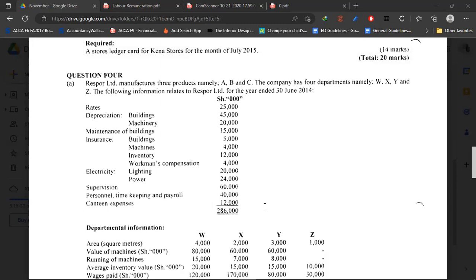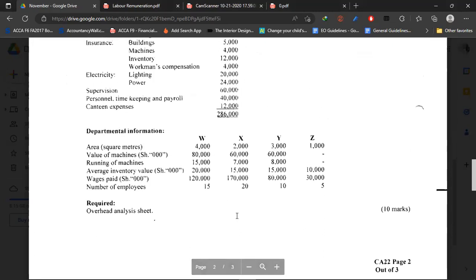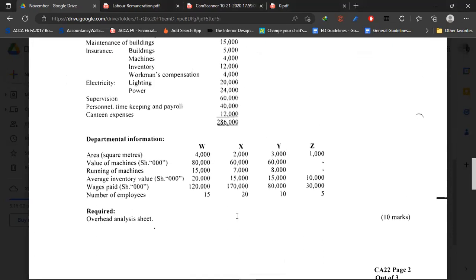We have the information for departmental information. Can you scroll up, please? Department information for area, value of machines, running of machines, average inventory value, wages paid, number of employees required, the overhead analysis sheet. Very good.